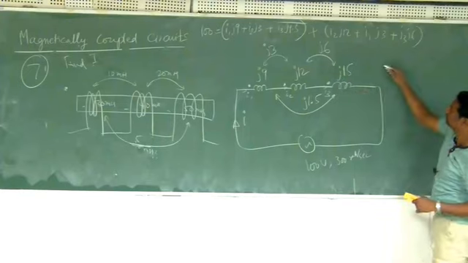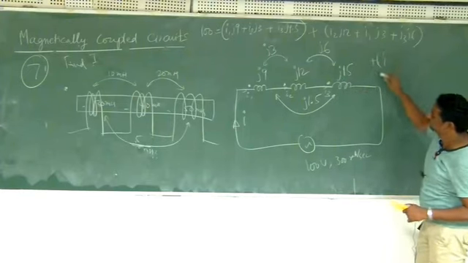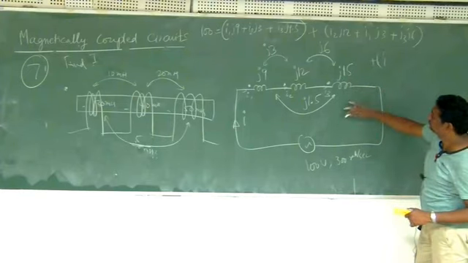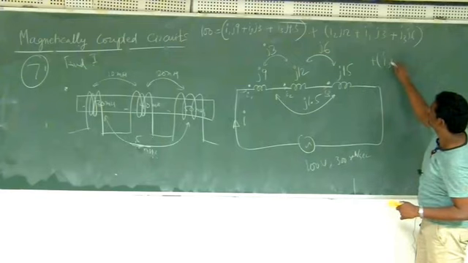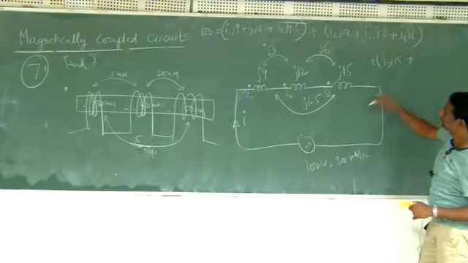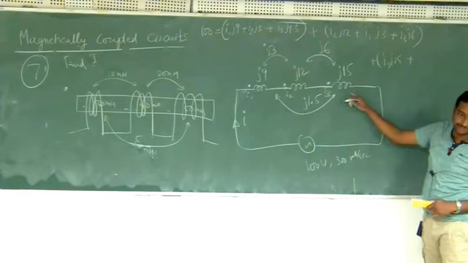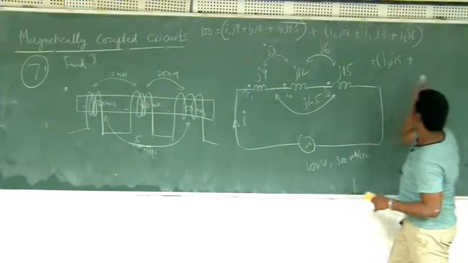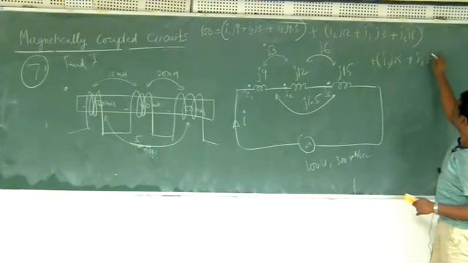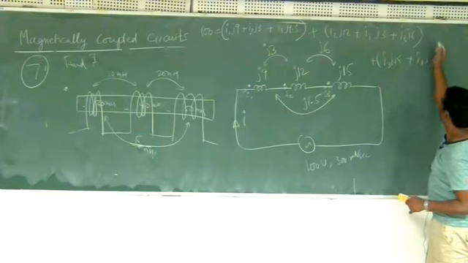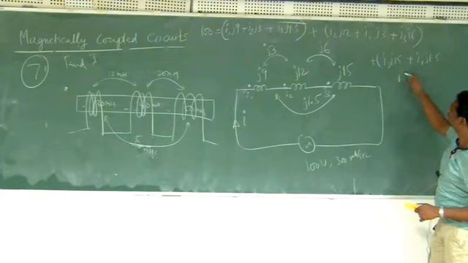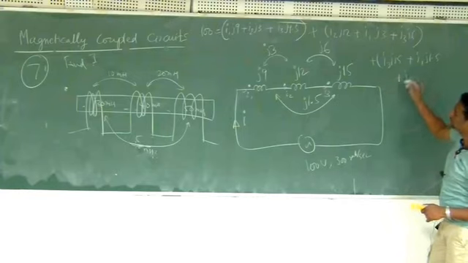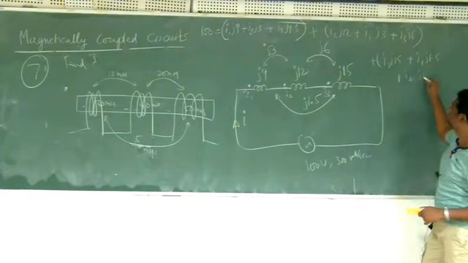Voltage drop in the third coil. What is that? I3 into J15. This is the voltage drop because of self inductance. Voltage drop because of mutual inductance with the first coil: I1 into J1.5, plus I2 into J6.